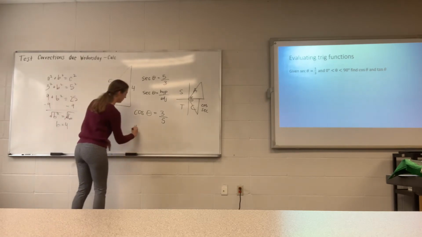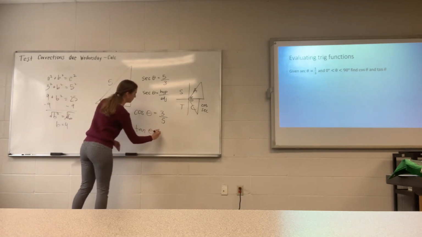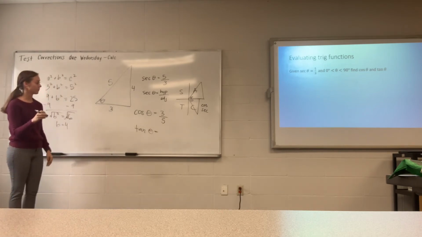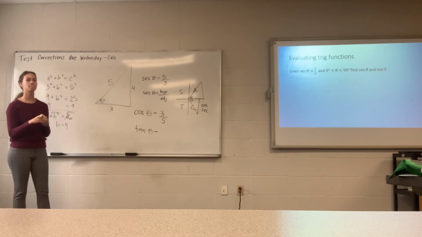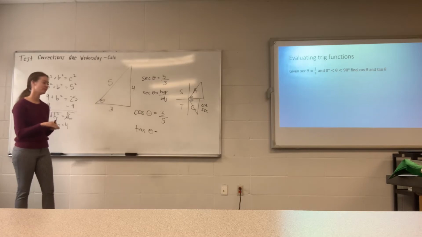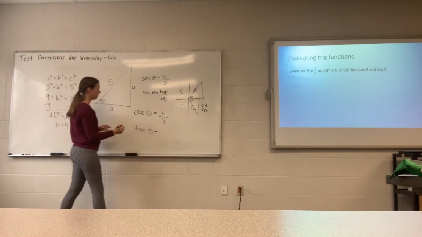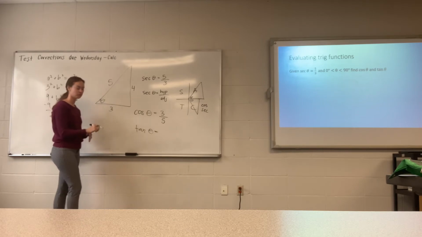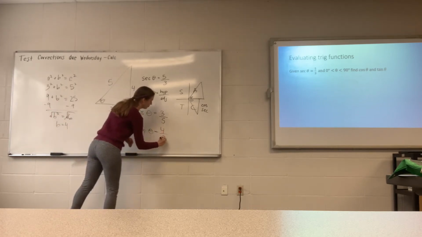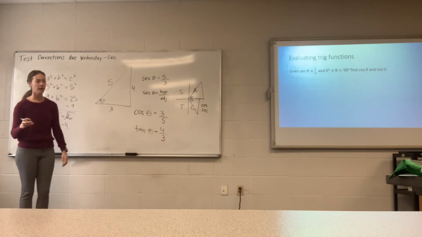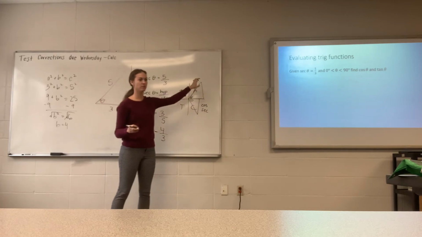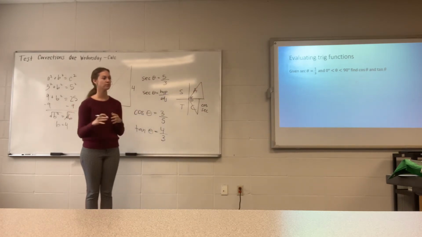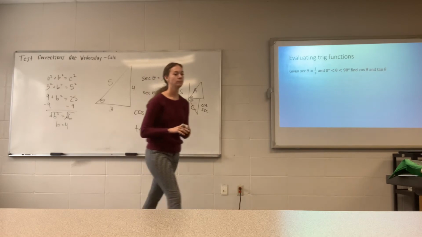So, my tangent, Madison, what do I think for my tangent? Sine over cosine. Do I have my sine right now? No. Oh, so it's opposite over adjacent. So it'd be 4 over 3. Yep, opposite over adjacent, so 4 over 3. And both of those are positive. Does that make sense? Because I'm in the first quadrant, everything should be positive. Yeah, okay?